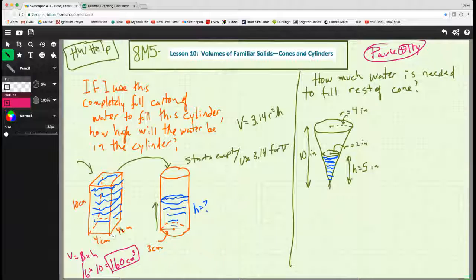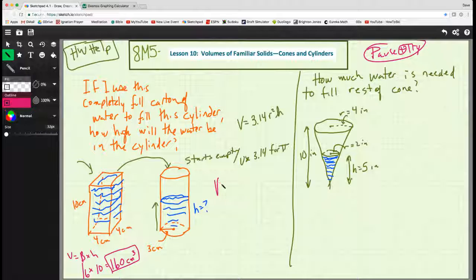You could have done 4 times 4 times 10, and you'd still come up with 160. I just did base because I can kind of see it quickly. All right, now let's figure out what this guy is over here. We know that the volume of this water, once we dump it in, has to be 160.